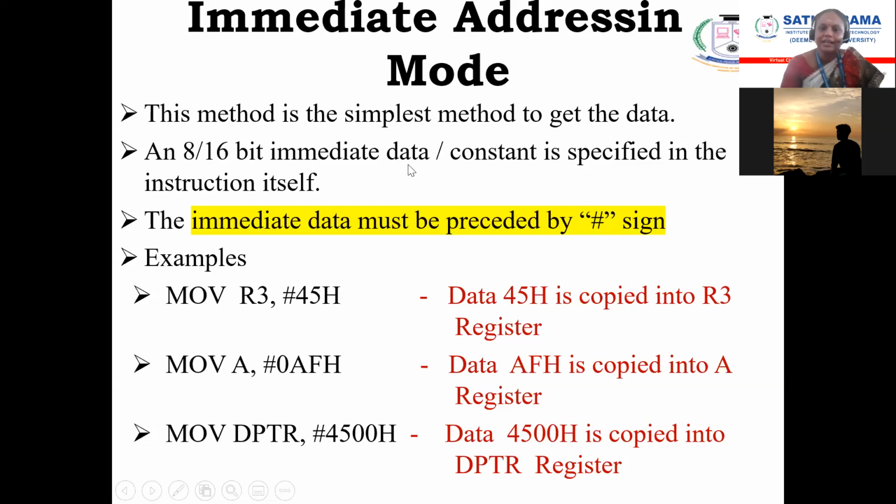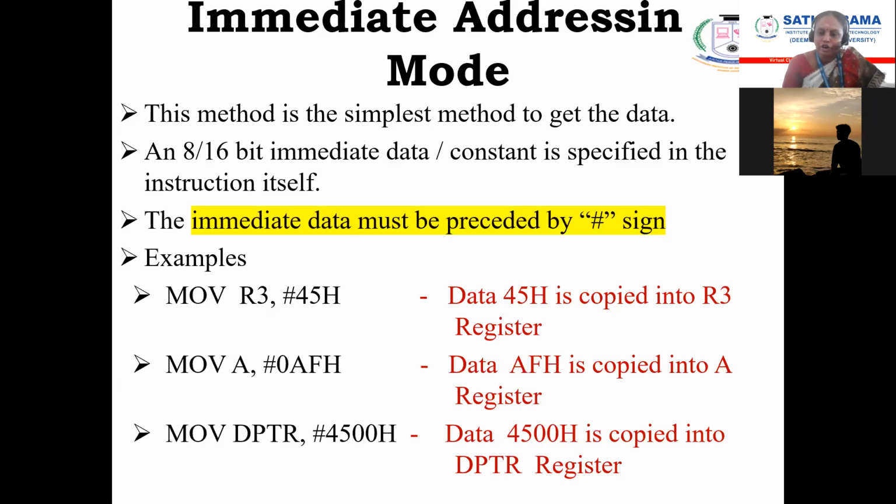Just understand the simplest method to get the data, whether it may be 8-bit data or 16-bit data. We all know 8-bit data will be stored only in an 8-bit register. 16-bit data will be held only by a 16-bit register. Here the 16-bit data register is only one register, that is DPTR, the data pointer. It has two 8-bit registers, DPL and DPH. That means data pointer lower order byte and data pointer higher order byte. The lower order byte takes the bit locations from D0 to D7. DPH takes the locations from D8 to D15.